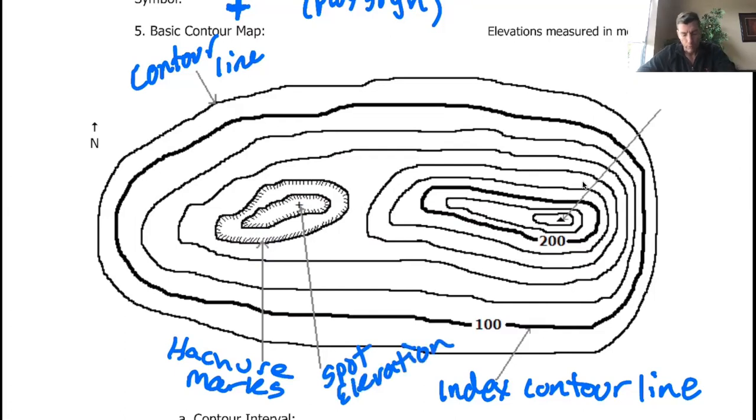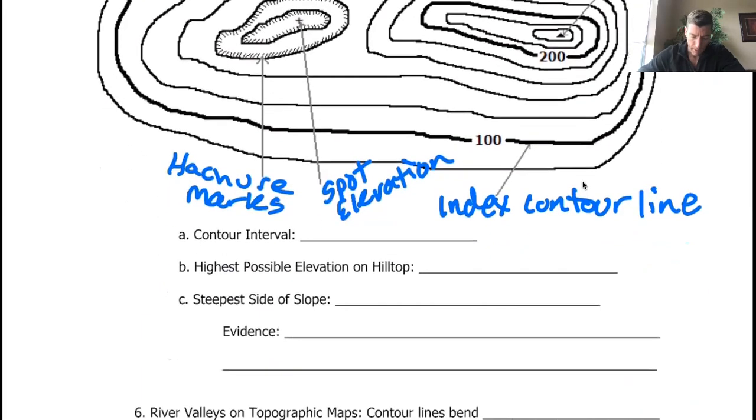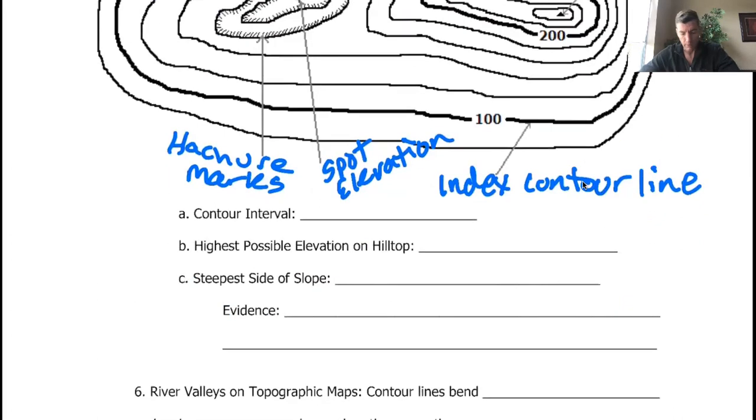But it usually would be labeled, and I didn't label it on purpose because we're going to try and figure it out in a minute. And then over here you have a benchmark. See the little triangle, that also would be labeled, and I didn't because we're going to try and figure it out. Down below this are some questions about the map, and I'll scroll up and down to go back and forth.